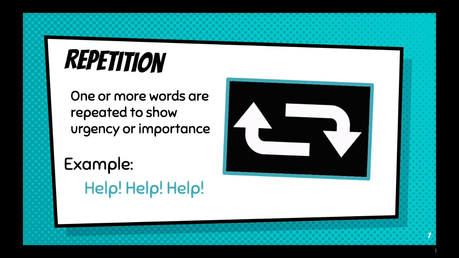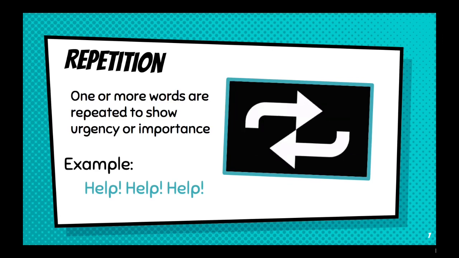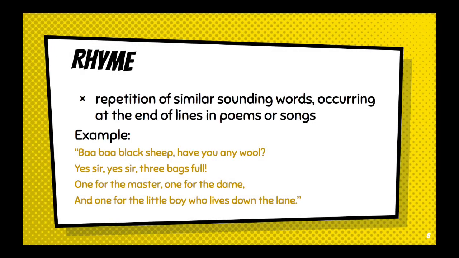That's repetition. That's probably one of the easiest sound devices or literary devices that authors use that we can identify because we just see a word more than once, and that's just repetition in and of itself, okay? So that's an easy one. Next, we have rhyme. Rhyme is another easy one that we've been taught time and time again as kids.